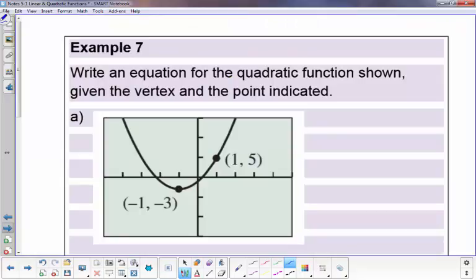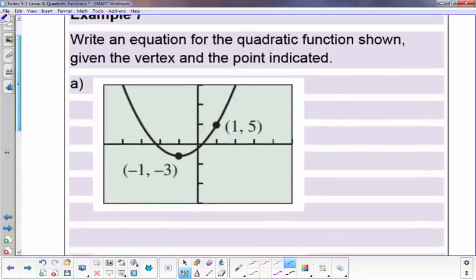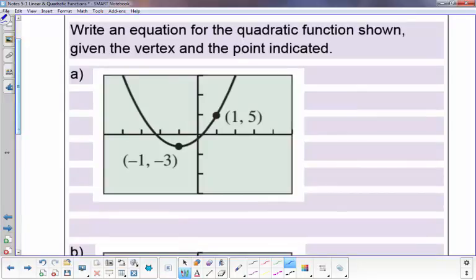So now we can do it with both vertex form and factor form. What happens when we give you the graph and ask you to find the function itself? We're going to write the equation for the quadratic function shown, given the vertex and the point indicated. We want this in vertex form. Remember, vertex form is y equals a times x minus h squared plus k. Now we have the vertex, here's our h, here's our k. The 1 and 5 are an x and a y, and that's going to help us when we need to find a.